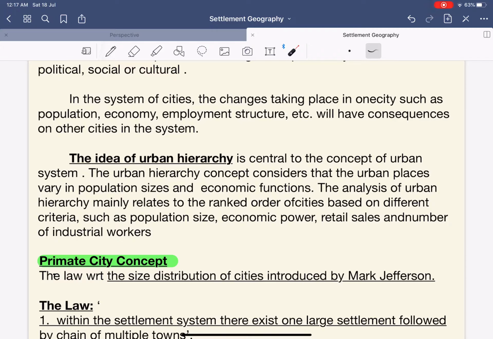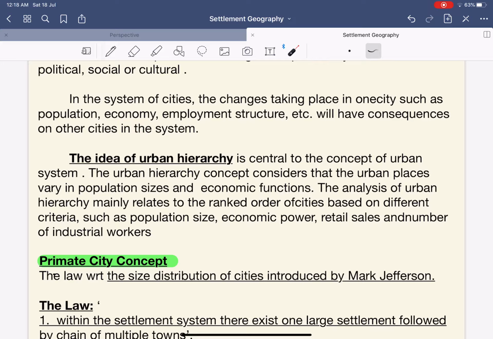Now, what is this primate city concept? And how to attempt a question in case there is a question on the urban hierarchy? If there is a question on urban hierarchy, remember that you have to write both the primate city concept as well as the rank size rule. You cannot have the pleasure of just writing one. Now, with the clarity, let's move on to the primate city concept.